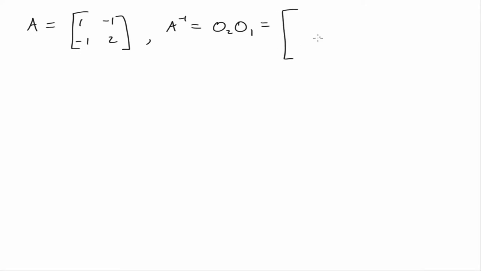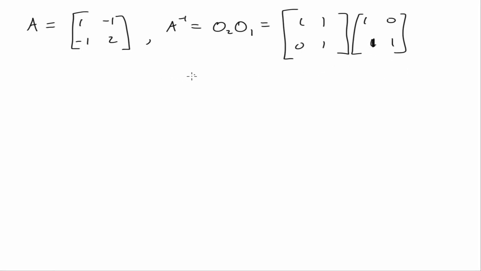So again, what we had was A inverse. I'm going to write out the whole problem again. A was equal to [1, -1; -1, 2]. And then A inverse was going to be equal to O2 times O1, which was, let's write it out again, 1, 1, 0, 1, and then we had 1, 0, 1, 1.